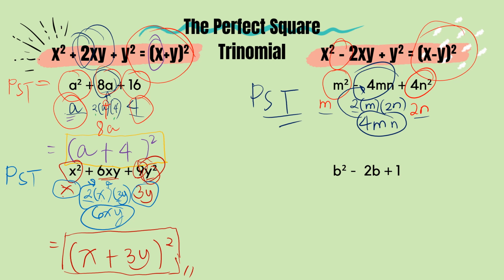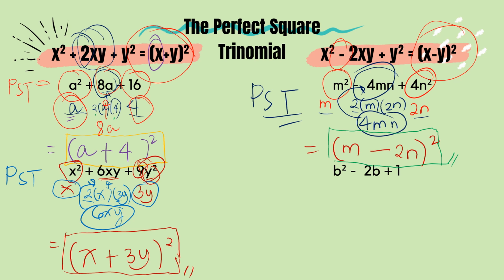Okay. So, kung perfect square trinomial siya, what would be our final answer? So, that will be the square of the first number, which is m, minus, since minus tong nasa gitna, 2n. Okay? So, that's it. So, that will be our final answer. Okay. So, and for our last example, so, we have b squared minus 2b plus 1.